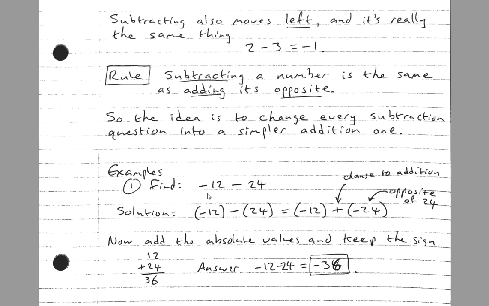Example 1, find negative 12 minus 24. I've written the same thing using parentheses. Just to emphasize, we've got two numbers here, negative 12 and 24, and the operation is subtraction. A common mistake is to use the wrong operation, but here the operation is subtraction. It's the number negative 12 minus the number 24.